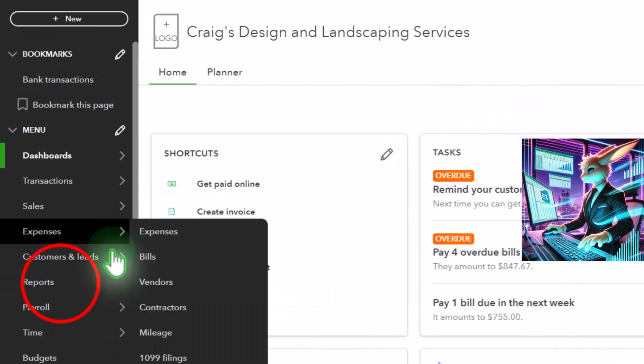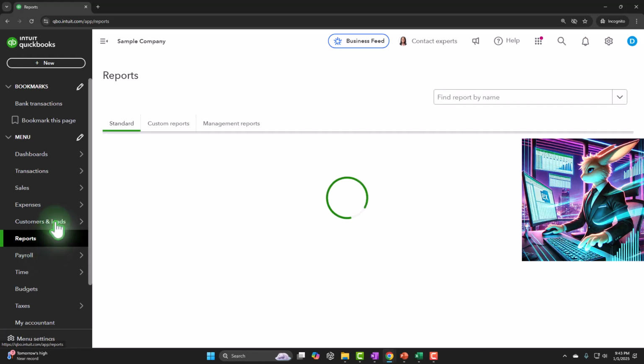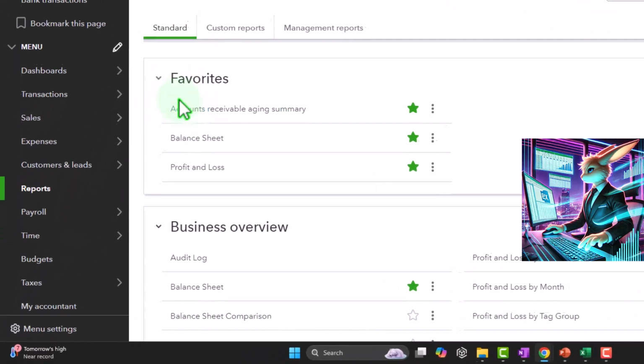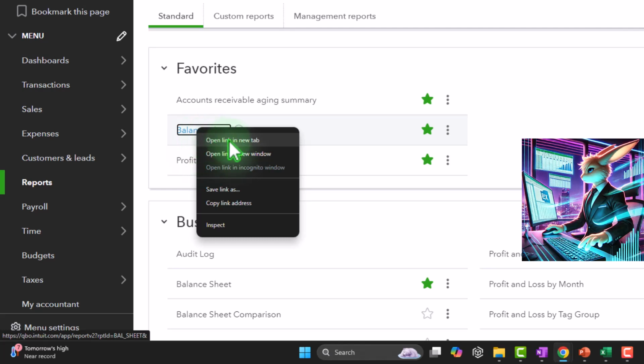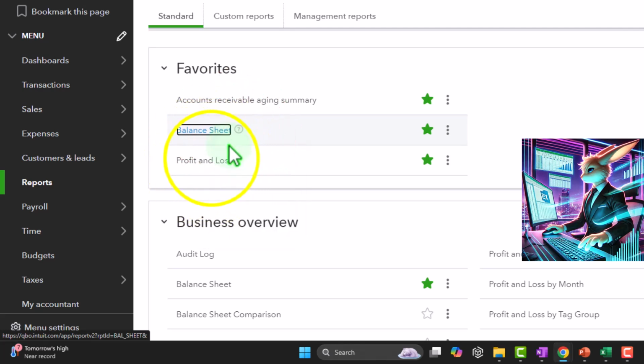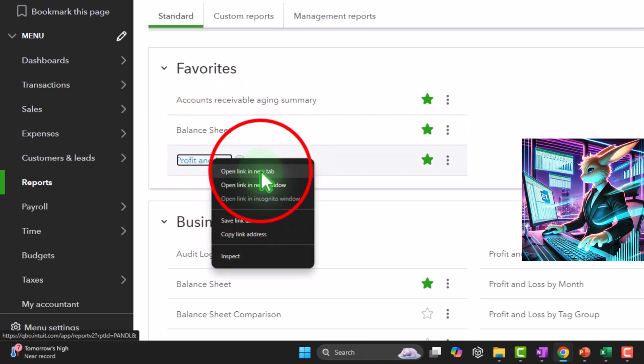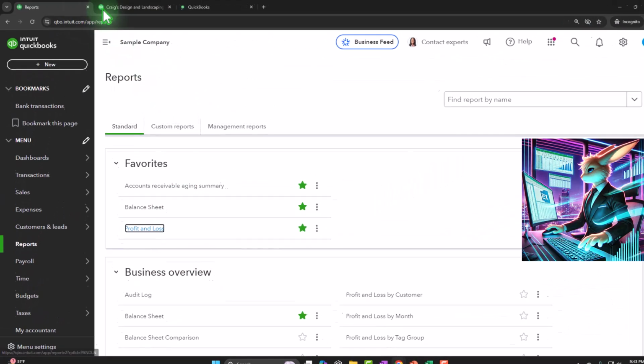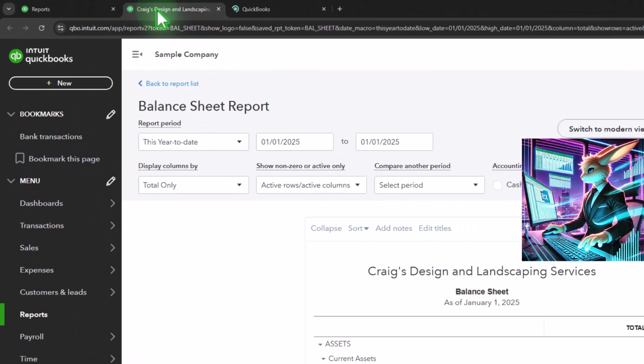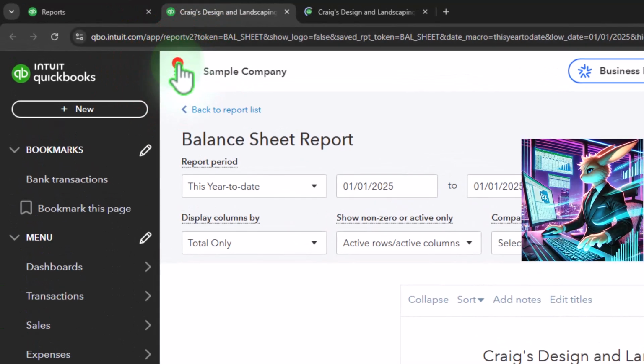Okay, let's go to the reports on the left-hand side. We're in the standard tab. We're going to right-click on that balance sheet and open up in a new tab. Right-click on the profit and loss, open up in a new tab. We've got 3 tabs up top. Go into the middle one where the balance sheet is. I'm going to close the hamburger.